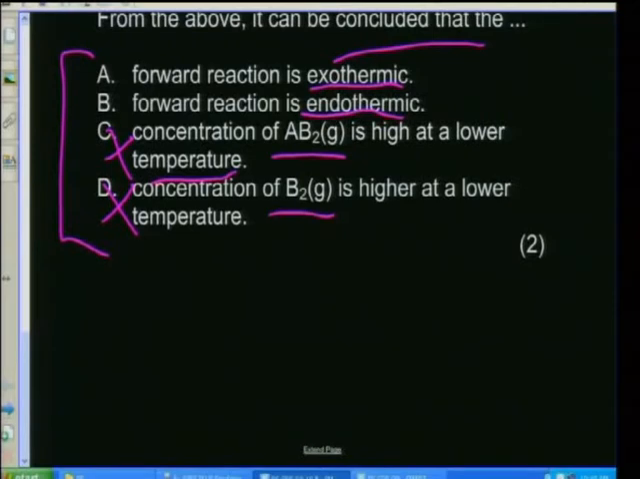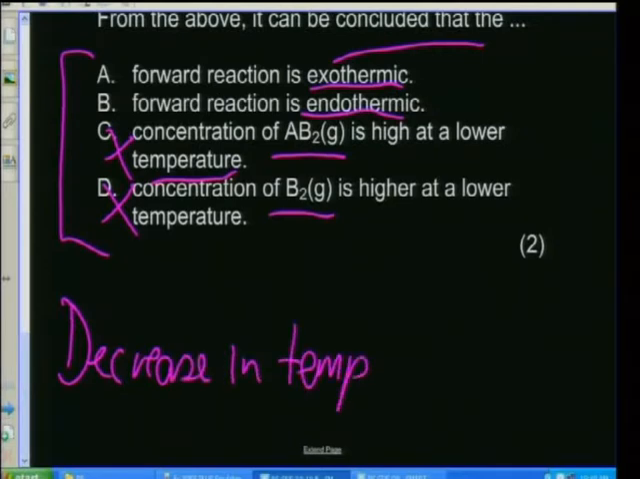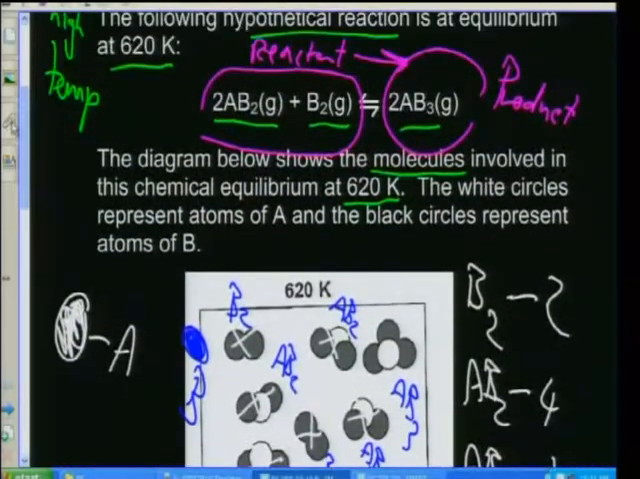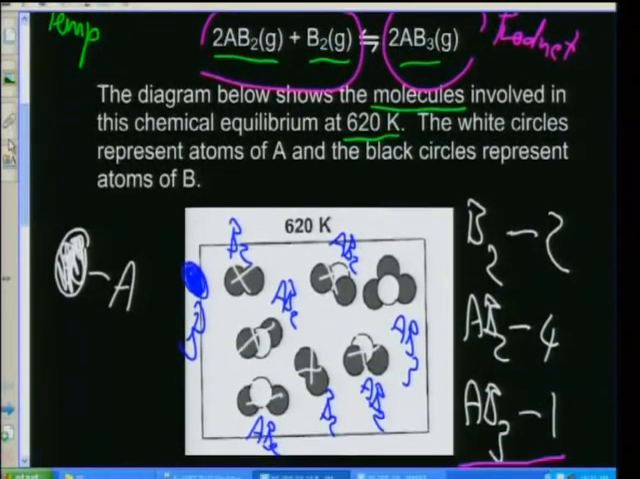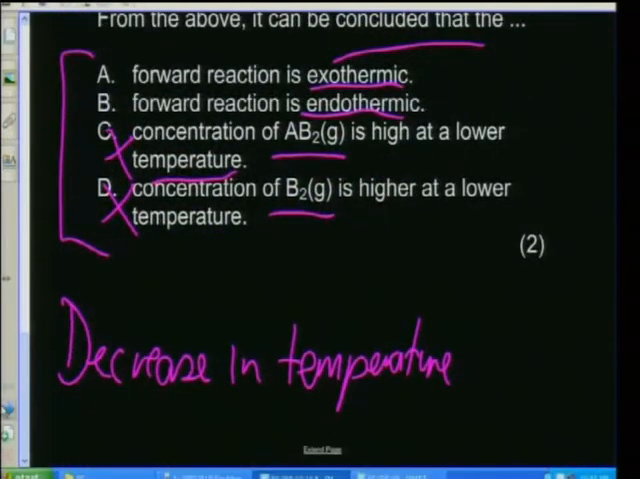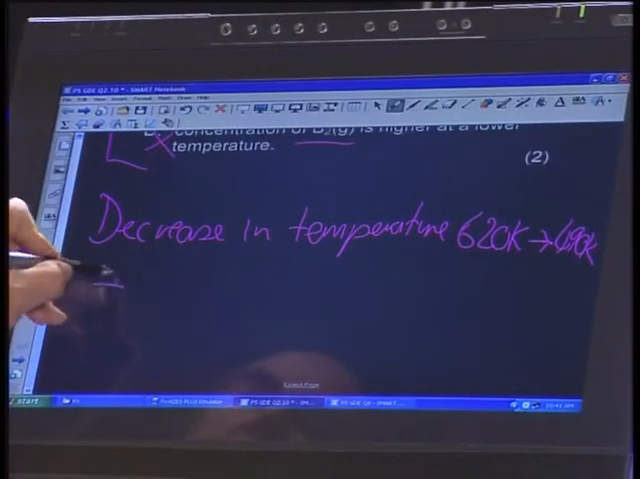So now we're left to decide, is the forward reaction endothermic or exothermic, and how are we going to do that? Well, it's not difficult. What we need to recognize is that we have a decrease in temperature. We all recognize that there was a decrease in temperature. It went from, remember, a high temperature of 620 Kelvin to 490 Kelvin. So we know it's been a decrease. Decrease in temperature.